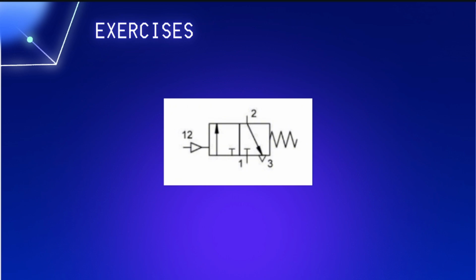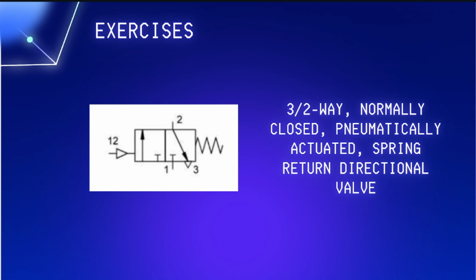So first we have this example. This is a 3-2-way normally closed pneumatically actuated spring return directional valve. 3-2-way kasi 3 ports, tatlo yung signal path, and then 2 kasi dalawa yung positions or boxes. And then since 3-2-way yung directional valve natin, ilalagay natin kung normally closed or normally open siya. So for this example, it is a normally closed directional valve. And then, mode of actuation, pneumatically actuated. Mode of actuation, again, nasa left side. And then, mode of return, spring return, left side. So again, this is a 3-2-way, normally closed, pneumatically actuated, spring return directional valve.